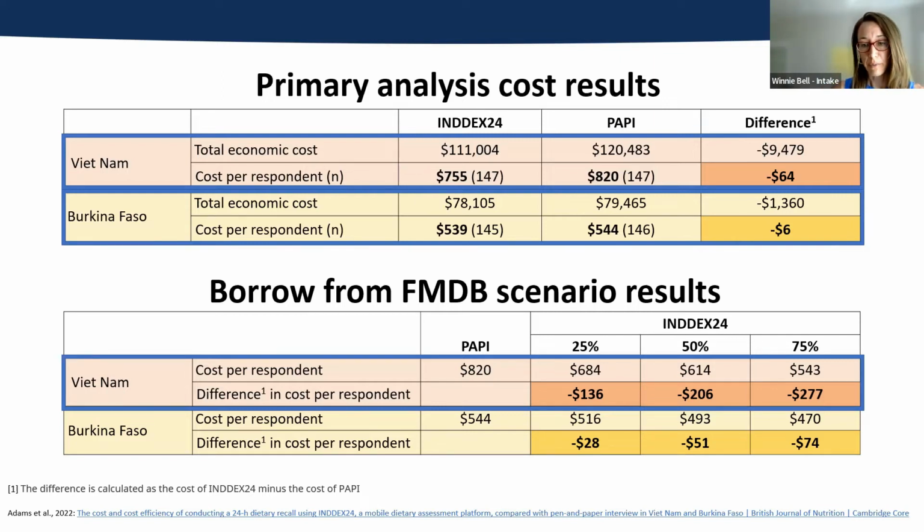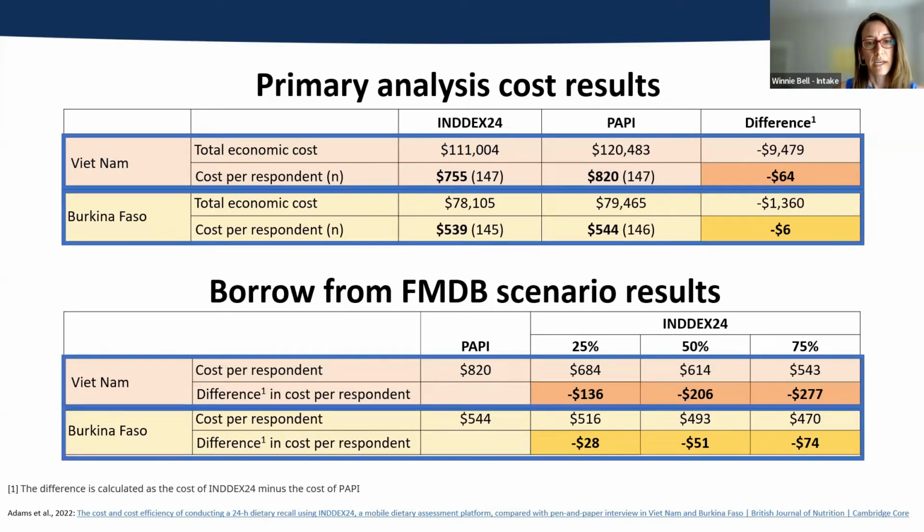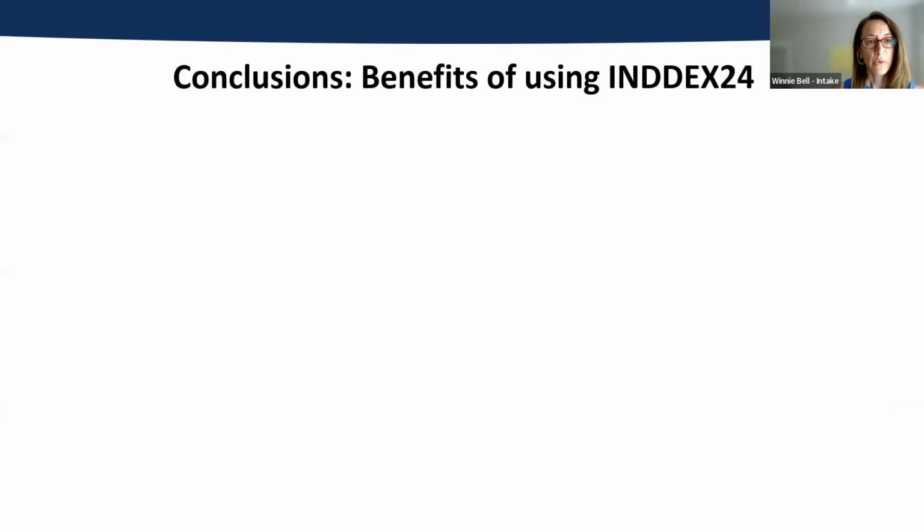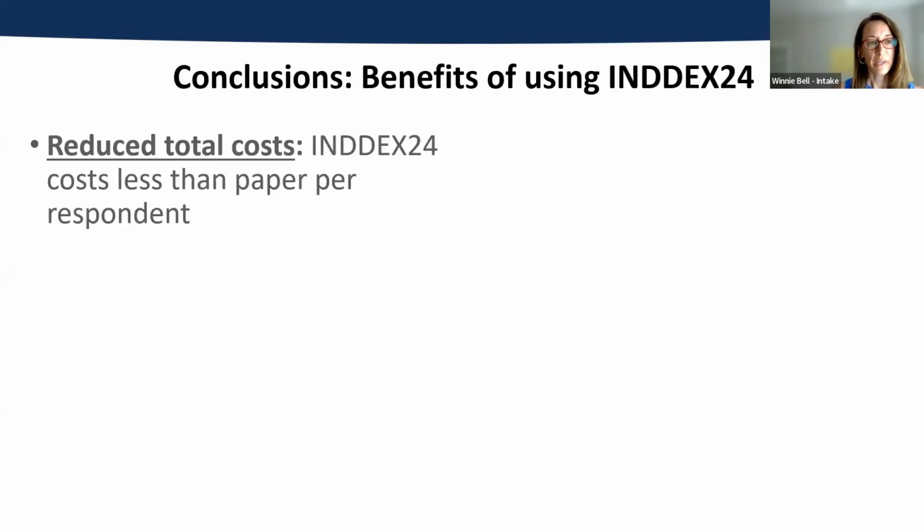What we see here when we modeled the results was that at 25, 50, and 75% of leveraging the existing dietary reference data, there was a cost savings between $136 and $277. And we see a similar trend with Burkina Faso. So just very quickly, a couple of conclusions and takeaways.